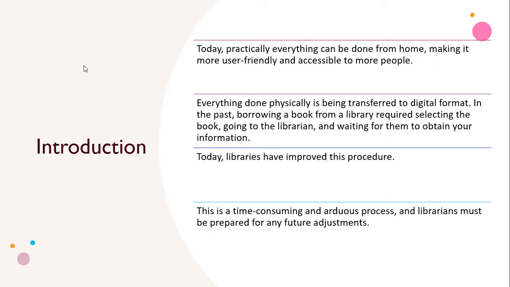Today, everything can be done from home, making it more user-friendly and accessible to more people. Everything done physically is being transferred to digital format. In the past, borrowing a book from a library required selecting the book, going to the librarian, and waiting for them to obtain your information. Today, libraries have improved this procedure. This is a time-consuming and arduous process, and librarians must be prepared for any future adjustments.